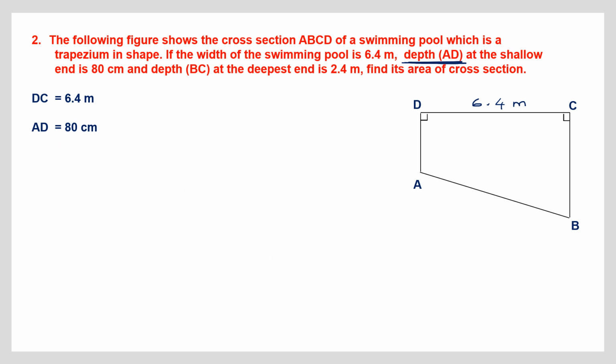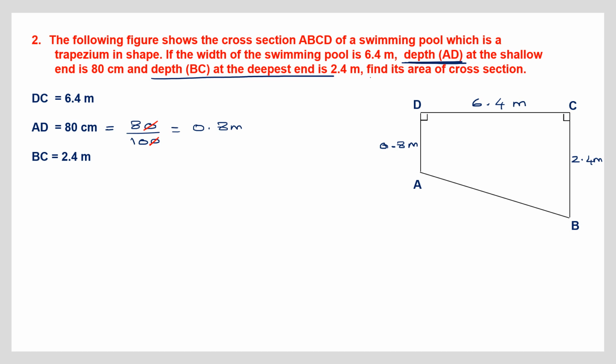So let's convert this to meters. We know that 100 centimeters make a meter. So 80 centimeters will be 80 by 100. So here we can cancel the zeros, and 8 by 10 is going to be 0.8 meters. So here at the shallow end, the depth is 0.8 meters. So we have this here. Then depth BC at the deepest end. That is, at the deepest end, BC is 2.4 meters. Let's write that, 2.4 meters.